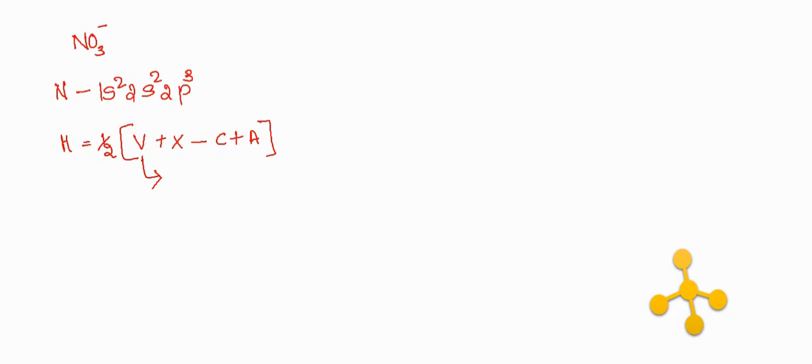X represents number of monovalent atoms around the central atom. C represents charge on the cation. A represents charge on the anion. So in case of NO3 minus, we'll see what is the value of H. H is equal to half, valence electron is 5 plus 0 minus 0 plus 1, because charge on the anion, that is 1 here, minus 1, so I will write it 1. So that is equal to half into 6, that is equal to 3.